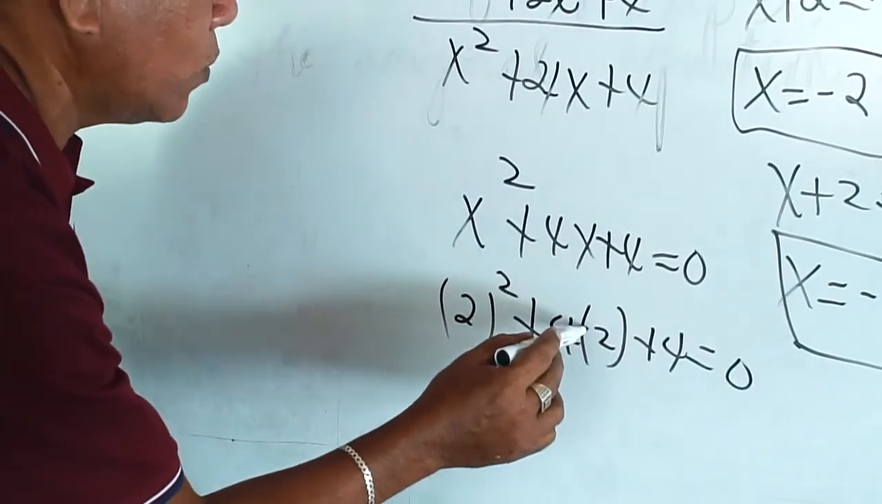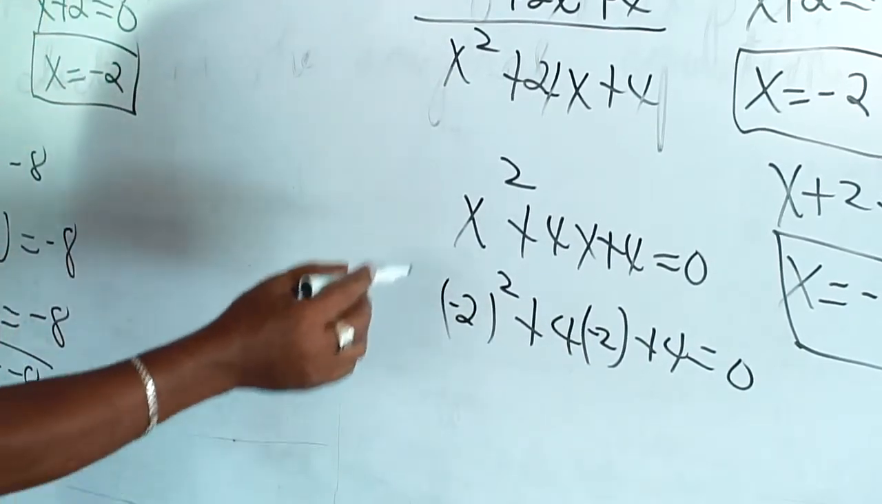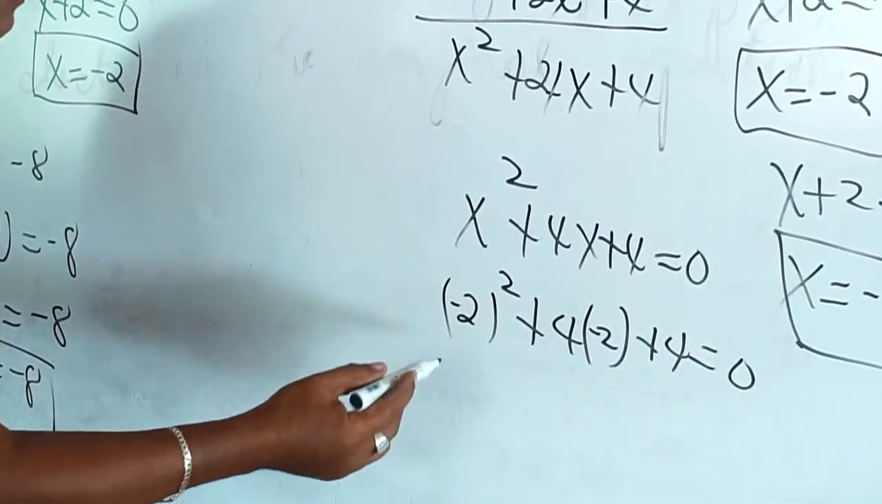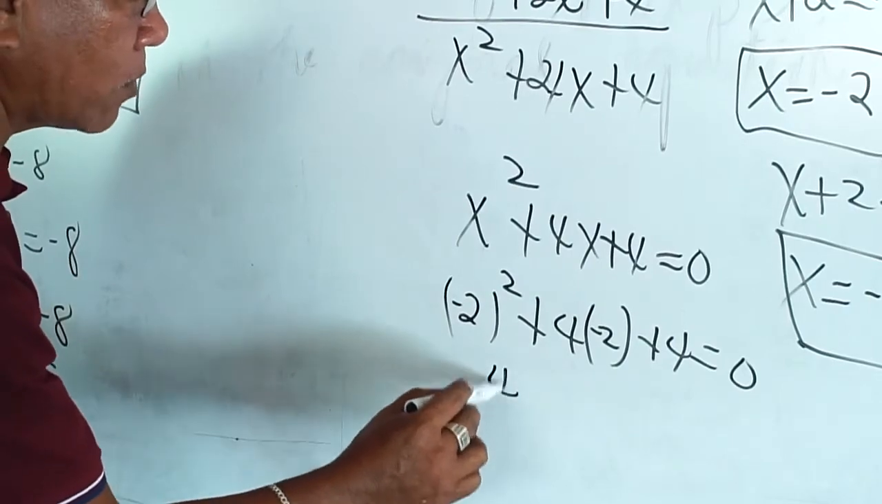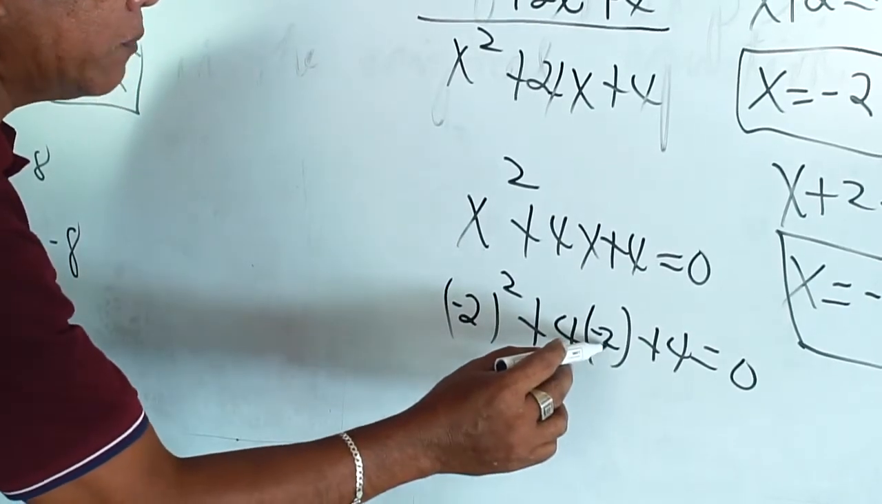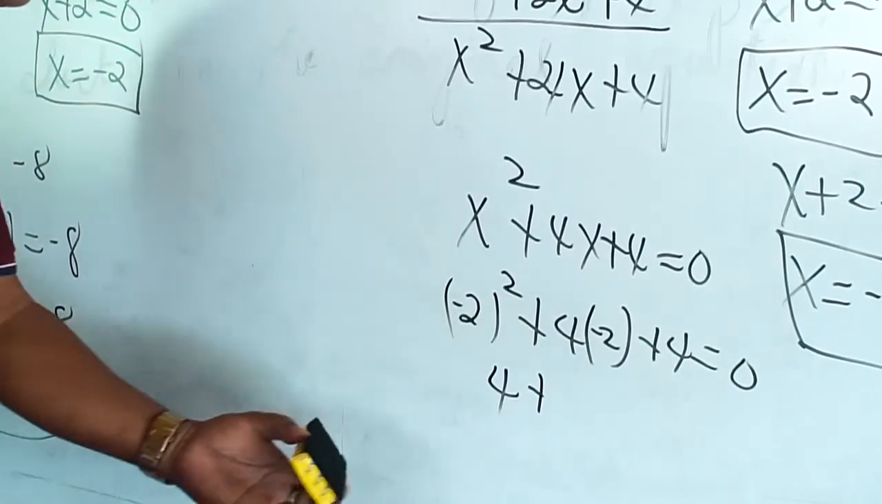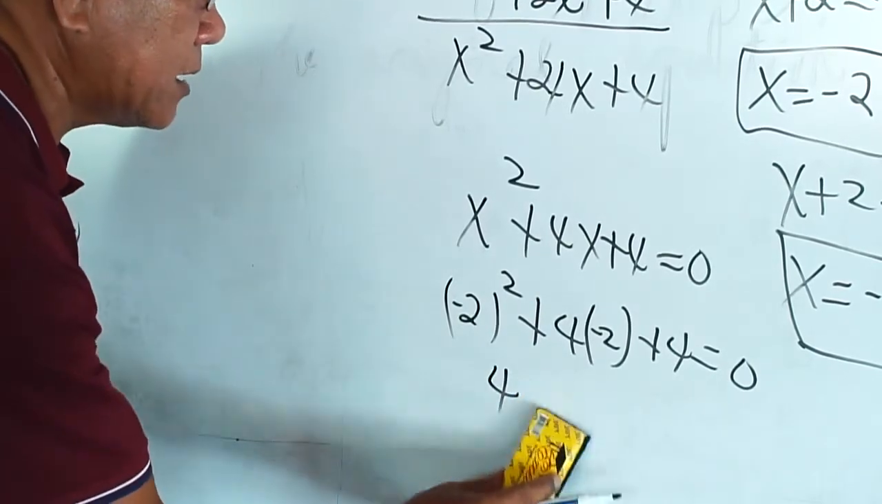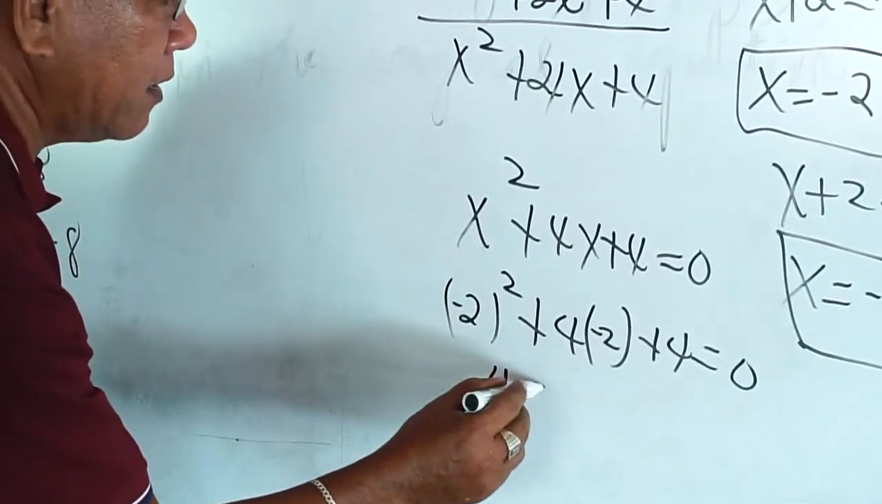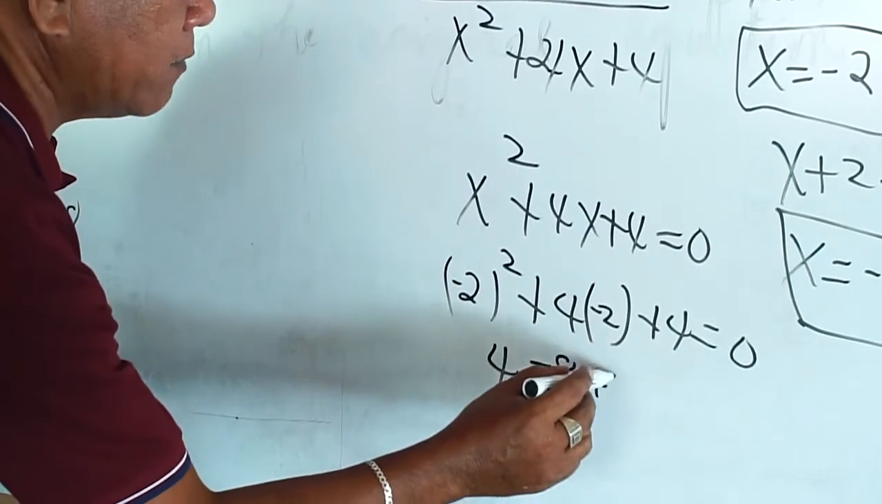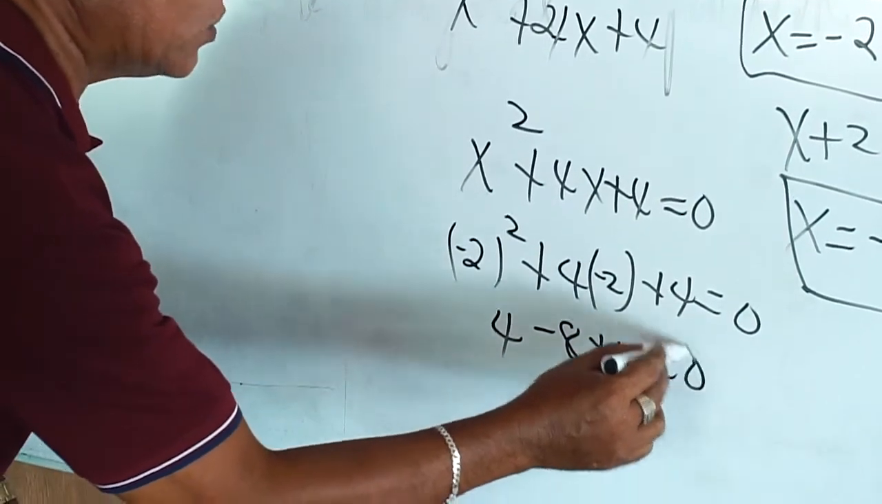Then we have negative 2. Negative 2 multiplied by negative 2 is positive 4. Then negative 2 multiplied by positive 4, the answer is negative 8. Positive 4 is equal to 0.